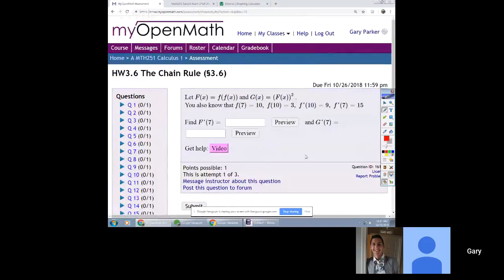All right, so we've got capital F of x equals f of x, that's a composition. Capital G of x equals the square of capital F. Ooh, another composition. You also know that f of 7 is 10, f of 10 is 3, f prime of 10 is 9, and f prime of 7 is 15. Oh my goodness. We need to find F prime of 7 and then G prime of 7. Okay. Wish us luck here.